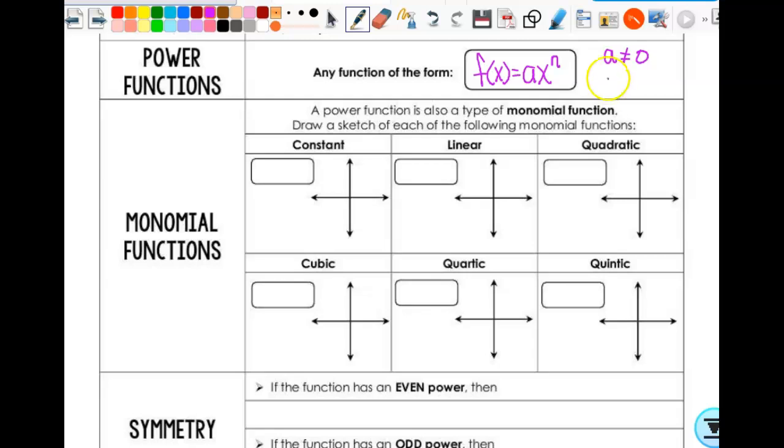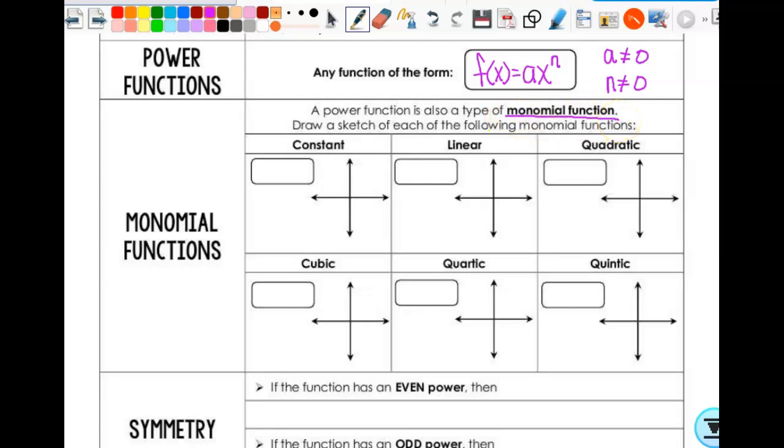And n cannot equal 0, because that would give me a 0 exponent, and anything to the 0 power is what? 1. Thank you. It is not 0, it is 1. Good job. So that would just mean that this would just be a then, and that wouldn't be a power function because it would just be a constant. All right, so a power function is a type of monomial function, meaning one term.